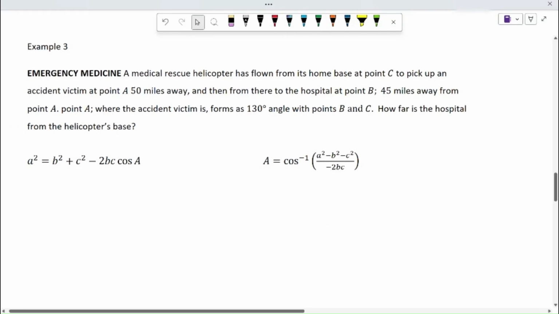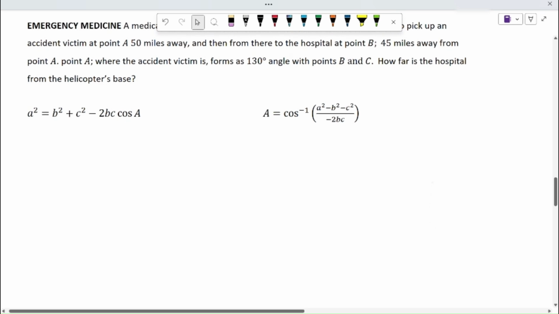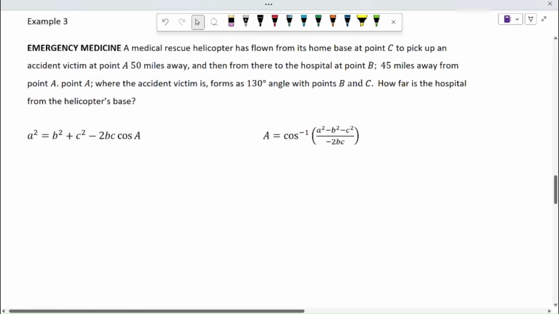All right, so we have this problem. This example 3 is emergency medicine. It says a medical rescue helicopter has flown from its home base at point C to pick up an accident victim at point A, 50 miles away, and then from there to the hospital at point B, 45 miles away from point A. Point A, where the accident victim is, forms a 130-degree angle with points B and C. How far is the hospital from the helicopter's base? So that's the word problem that we need to solve.